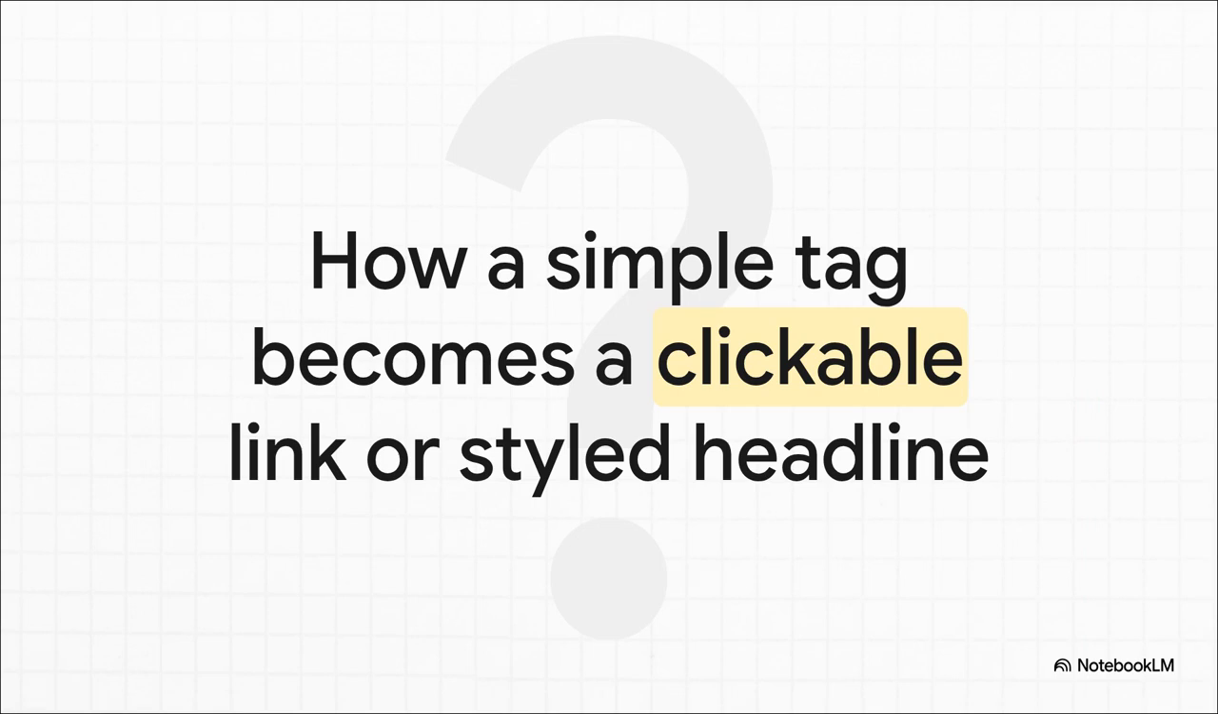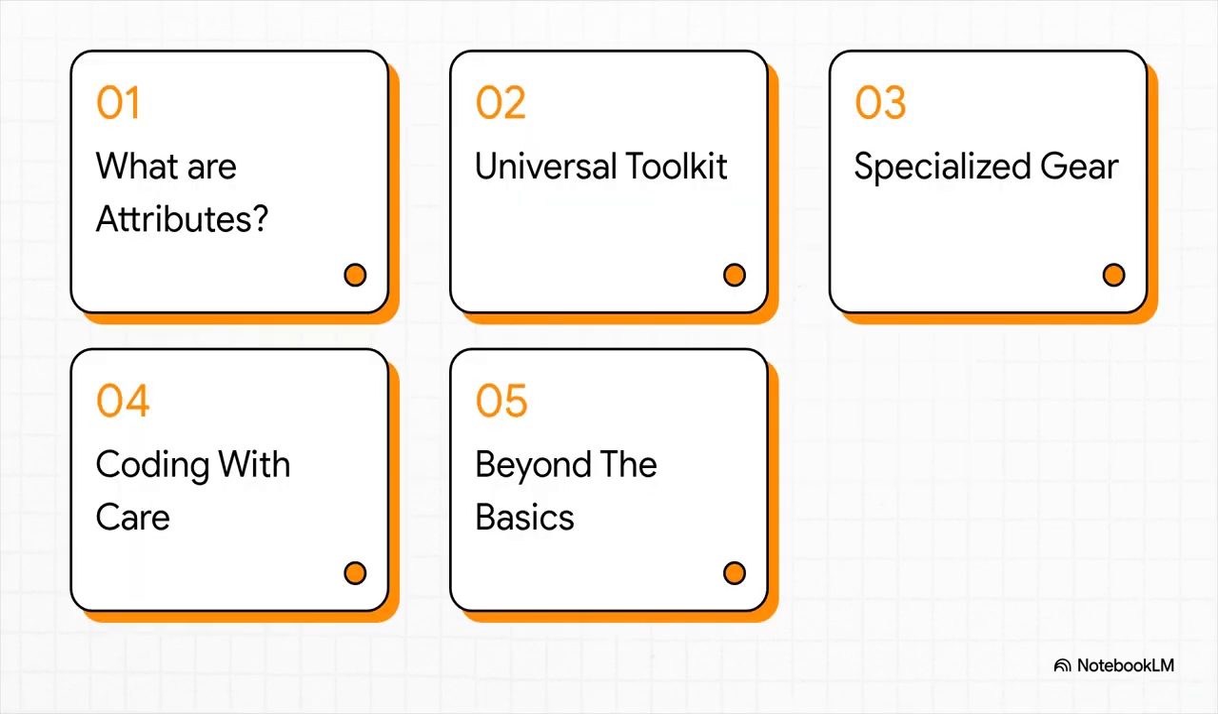Have you ever stopped and wondered how that plain A tag magically becomes a clickable link? Or how an image tag knows which picture to show? Well, it's not magic, not at all. The secret ingredient is right there in the code. It's the attributes. So, here's our game plan.